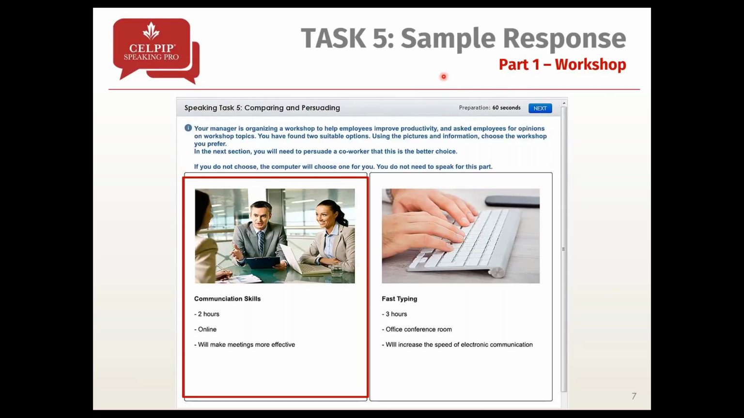So if you go up to the top, I'm circling the timer bar here, and you will see that there is no speaking time in part 1. That's because you've got a lot of information to read. You've got to compare these 2 items and you need to choose one, okay? So you have 60 seconds to do this work, but you don't have to speak at all. The speaking will happen in the next part.